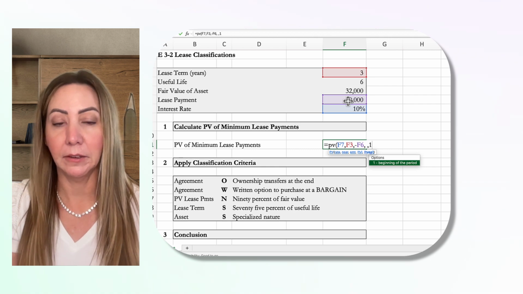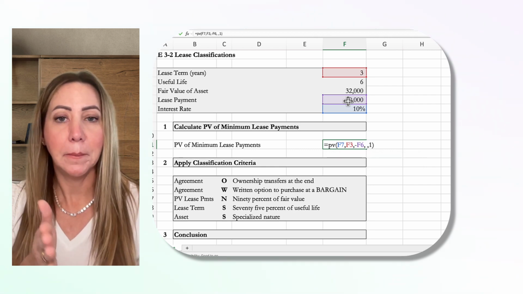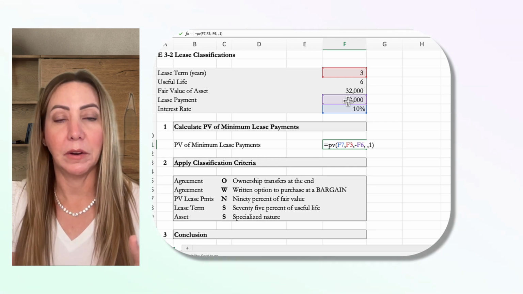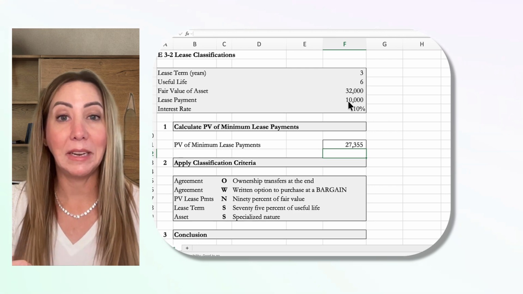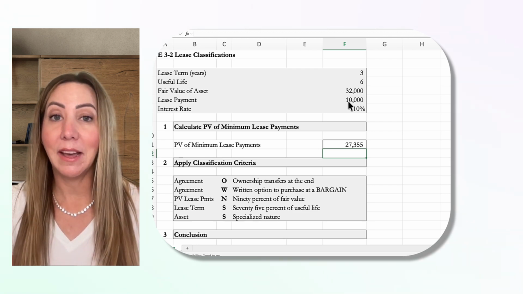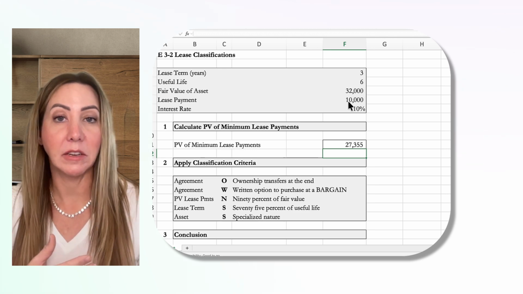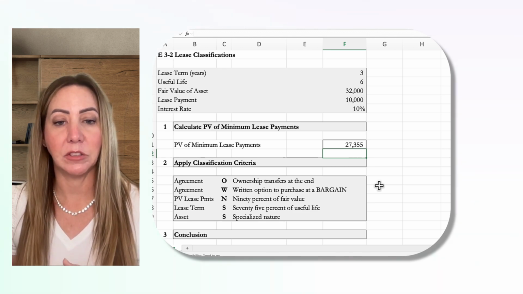So I'm going to put a 1 here. It just changes the math a little bit of the present value calculation because we're discounting back payments that are made at the beginning of a period rather than 12 months later or 6 months later, whatever the periods are. So we put that 1 in there and we get the present value of our minimum lease payments of $27,355, meaning that if this were an asset that we purchased today outright, that's what it would cost, equivalent to the payments that we're making over the lease term. So $27,355 is our present value.